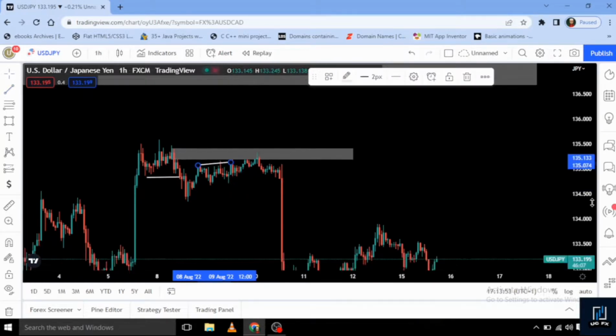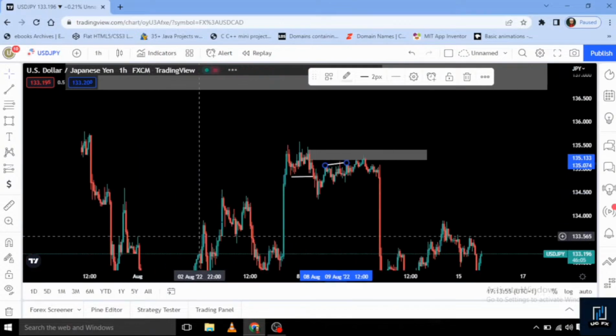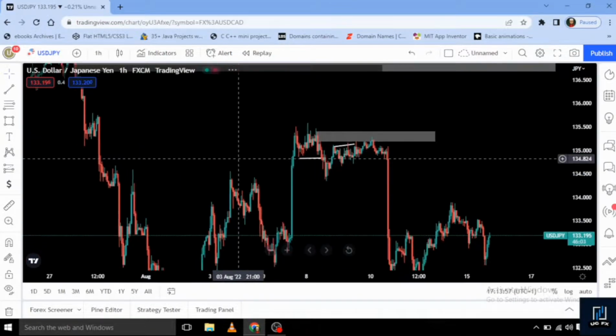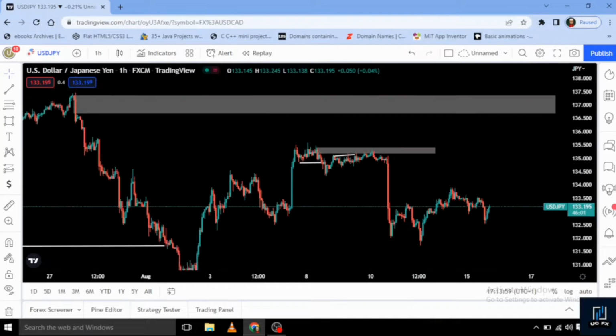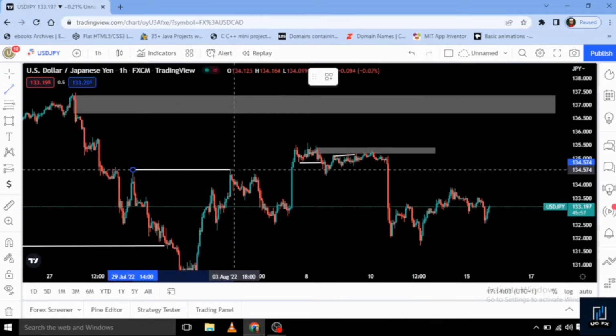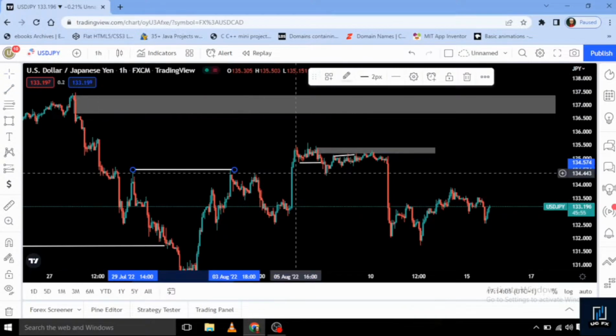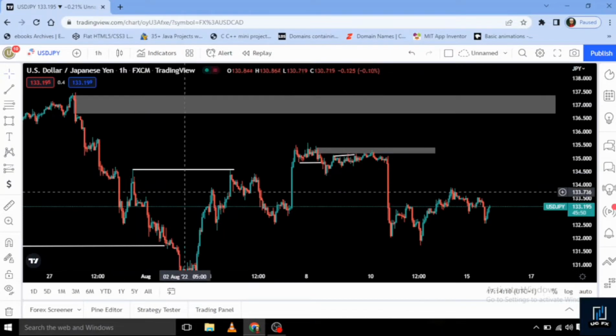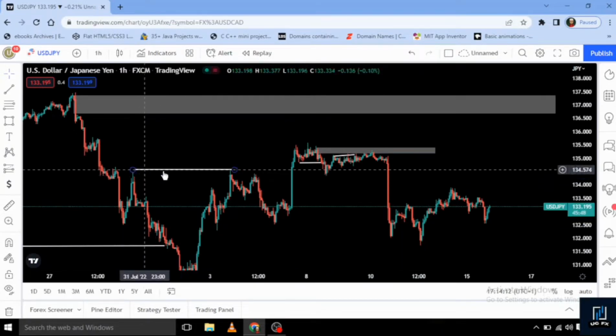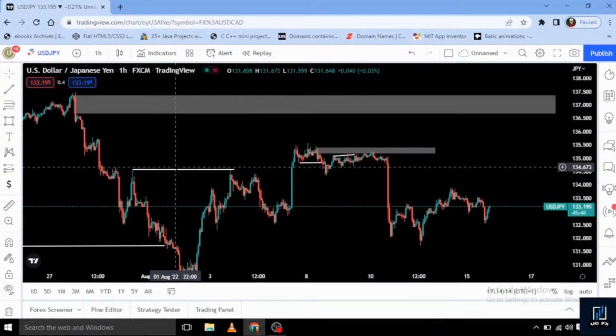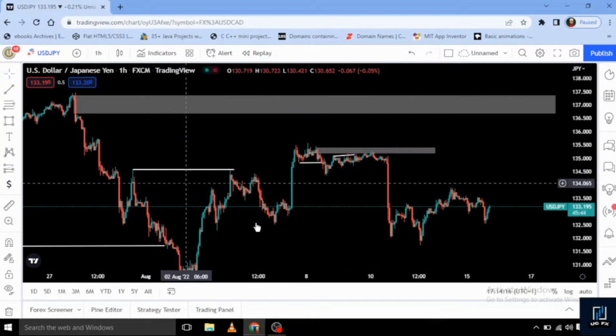If you look on the H4 time frame, you will as well see another kind of liquidity in form of equal highs. So we have this liquidity as well in form of equal highs. Then we also had that trend line liquidity which got taken out. So basically we have two forms of liquidity in play here. But this liquidity in form of equal highs, I'll be explaining on my next video.